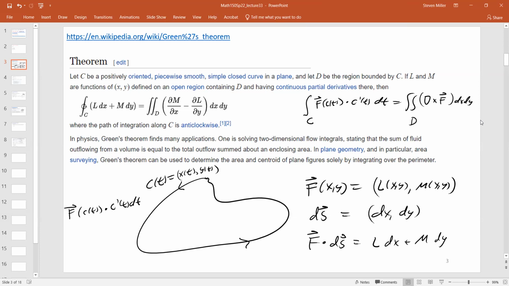Okay. Do you think it would ever be advantageous to go from a one-dimensional integral to a two-dimensional integral? Can you come up with a choice of M and L where it might be easier to do a two-dimensional integral? What would be a particularly nice value for dM/dx minus dL/dy? Imagine I'm a nice guy, and I wanted to give you the easiest possible function to do a double integral. What would dM/dx minus dL/dy equal? Nope. I could be even nicer.